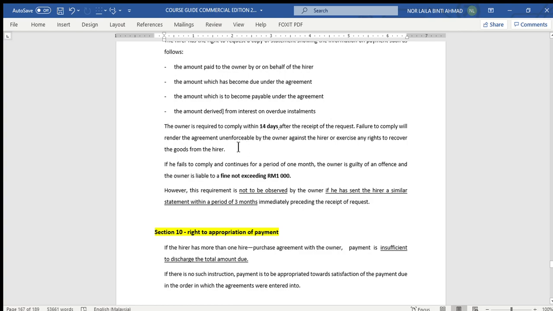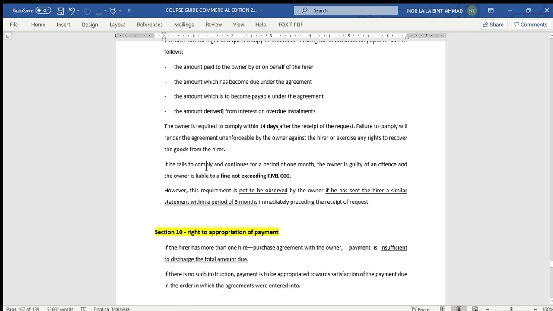Unenforceable doesn't mean that the hire purchase agreement will be declared void. Agreement tak akan void, it's still valid, but the court will reduce the rights of the owner in the hire purchase agreement. For example, if there is a default of payment by the hirer later, then the owner cannot claim the cost of repossession, for example.